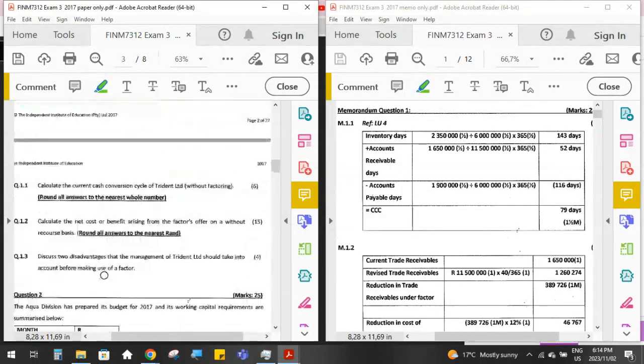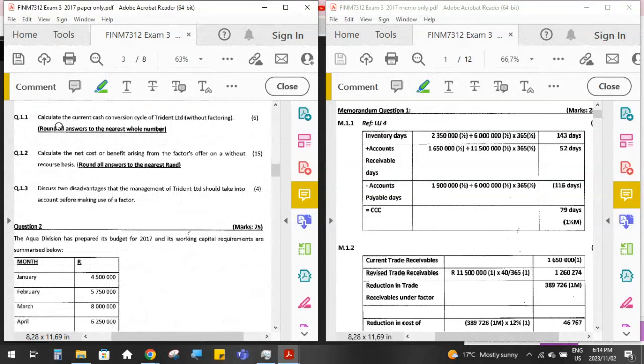So let's have a look at what they want us to do. 1.1, calculate the current cash conversion cycle, so our CCC, without factoring. So in other words, just exactly as we are now, what is our cash conversion cycle? Only for 6 marks, but we know what we've got to do for that. We have to take IRD plus ARD and subtract APD to get our cash conversion cycle number of days.